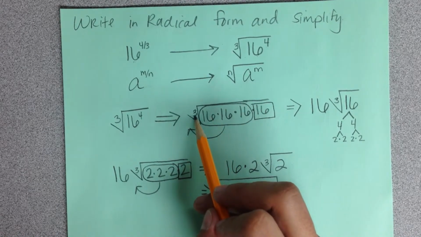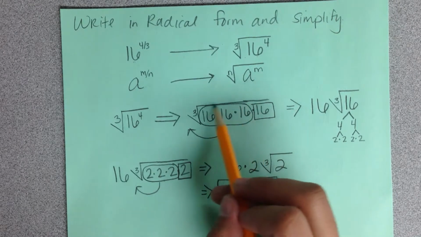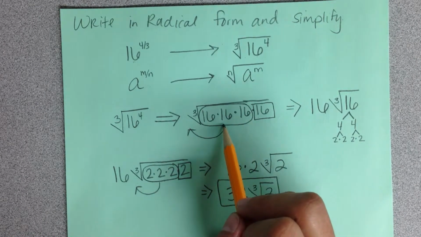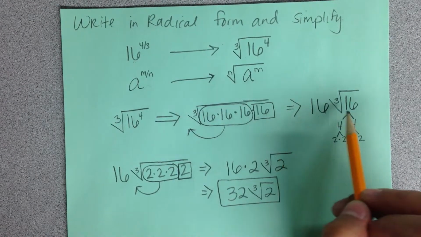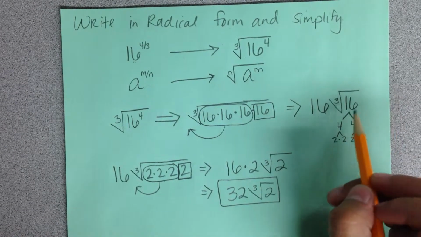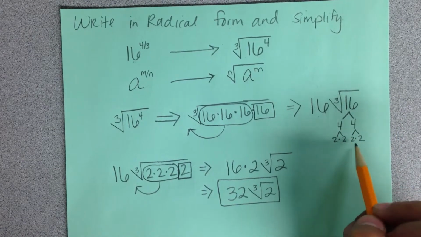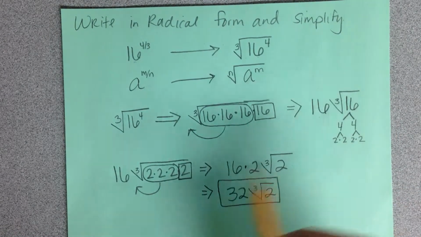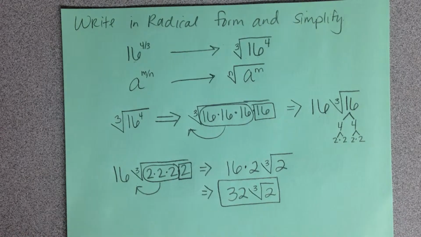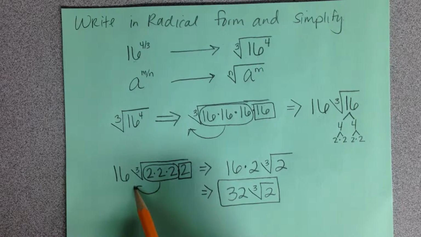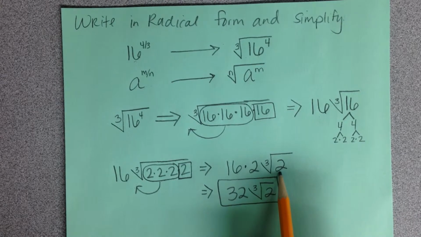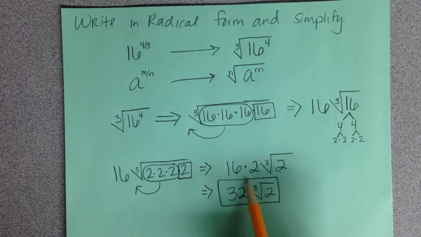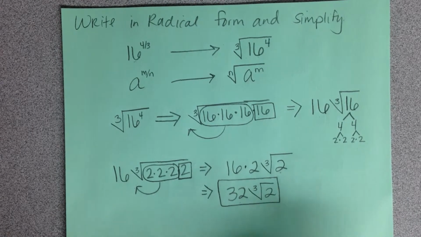Your index indicates what group you need. So we need a group of 3. We had a group of 3 16s, so we pulled out a 16. And there was 1 16 left over, so that stays inside. Then again, factor that number to see if you can pull anything else out. So we saw that 16 broke down into 4 2s, which we could pull out a 2 from our group of 3 2s, and then 1 stays inside. And then all you have to do is simplify the outside, rewrite the radical.